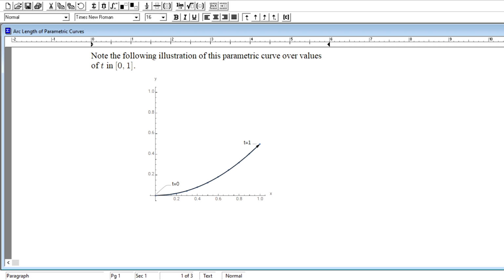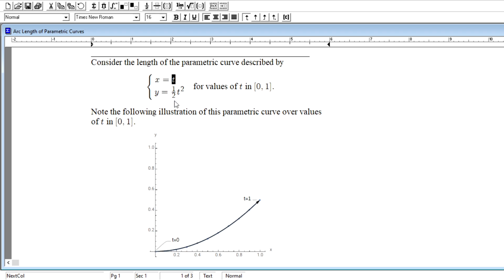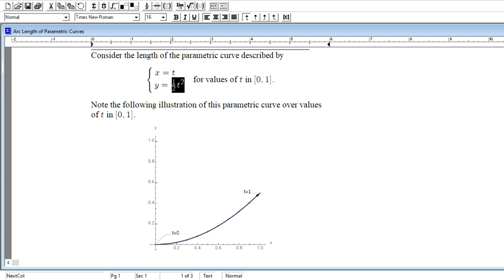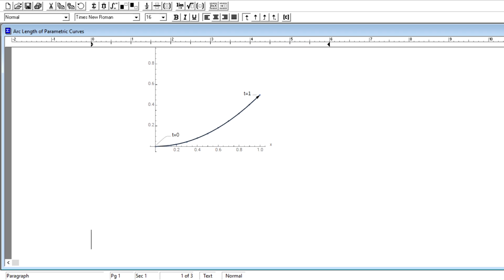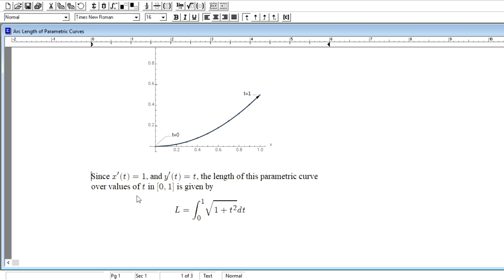Now, you will notice we will need the derivatives of t and 1/2 t squared. The derivative of t is just 1. The derivative of 1/2 t squared is just t. So if I take those derivatives and square them, add them together, and put them underneath a radical, I will form the integrand in my integration. And that is the quantity I have right here, where I'm now going to integrate this across values of t from 0 to 1.